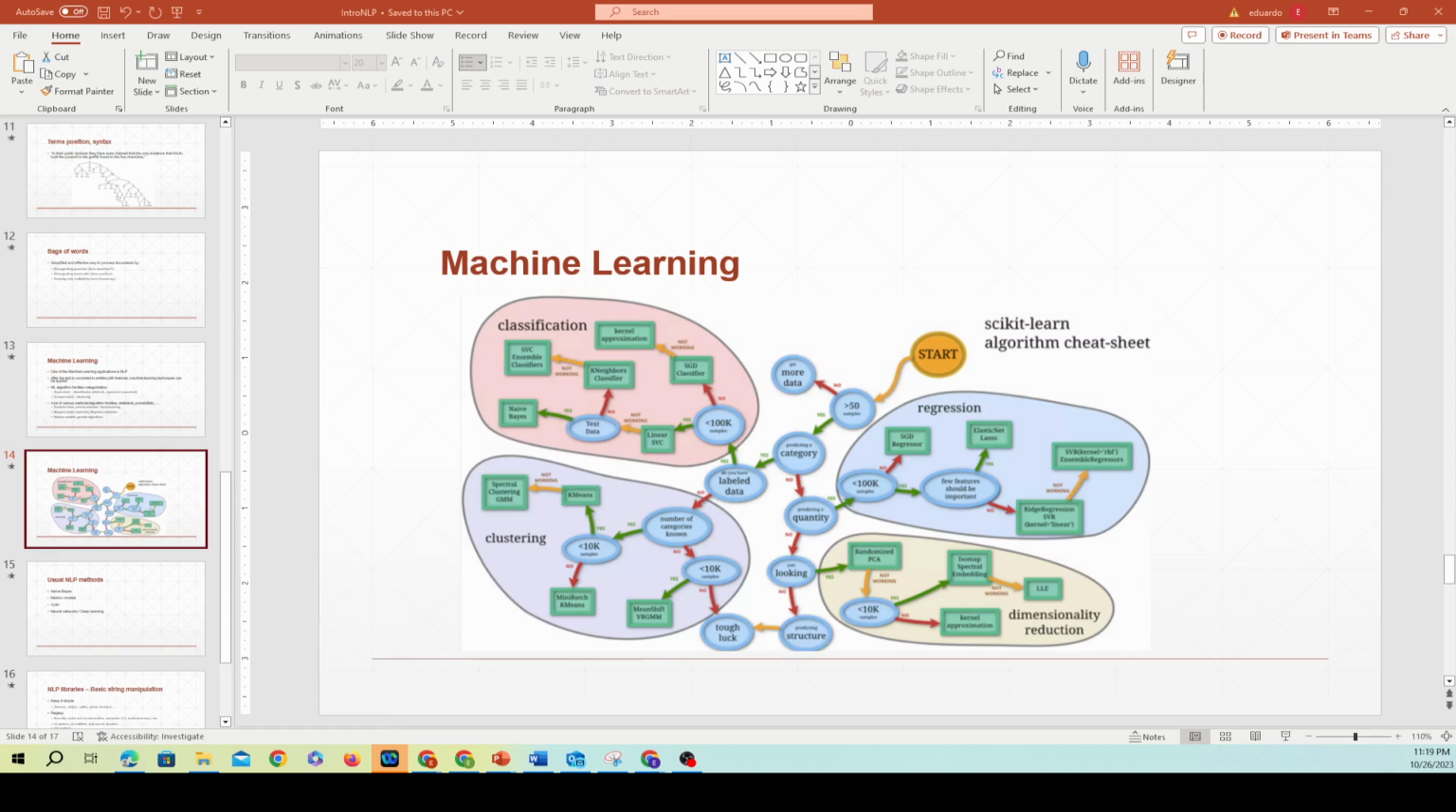So you can see here, we're talking about the k neighbors, k means. We talked about that.